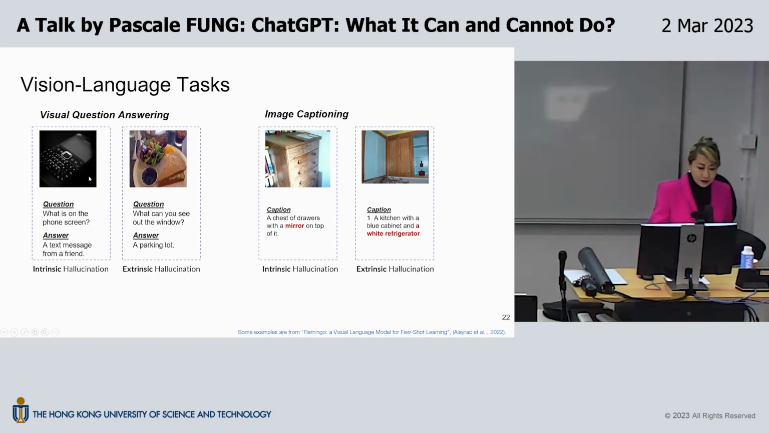Here is a picture of a BlackBerry, and the answer is, oh, this is a text message from a friend. Well, BlackBerry usually used to generate text messages, but in this case, there isn't one. So it's hallucinating by association. Again, picture of a sandwich, it says a parking lot. No idea why. Picture of a chest, the caption becomes a chest of drawers with a mirror on top of it. There is no mirror, but it's hallucinating. Picture of a room, it just says a kitchen with a blue cabinet and a white refrigerator. All right, so it's very confident and it's making mistakes.